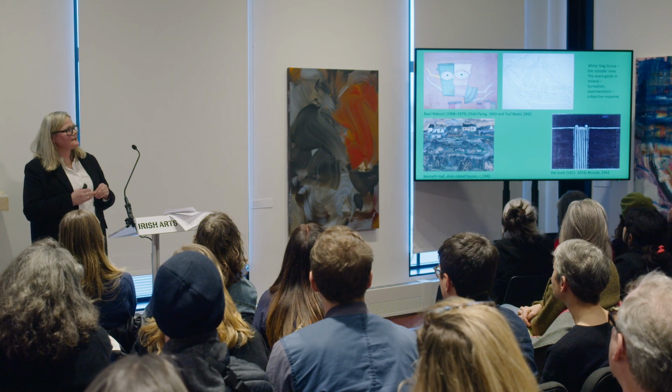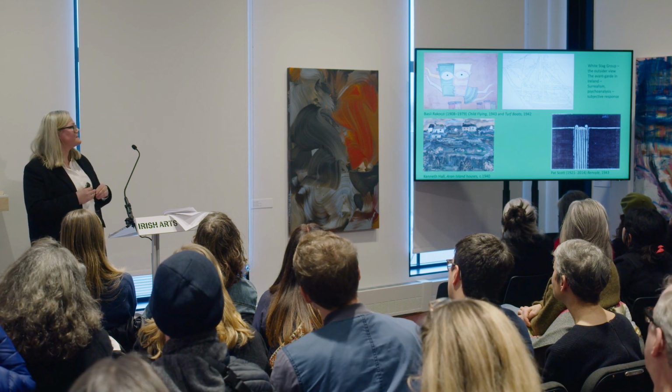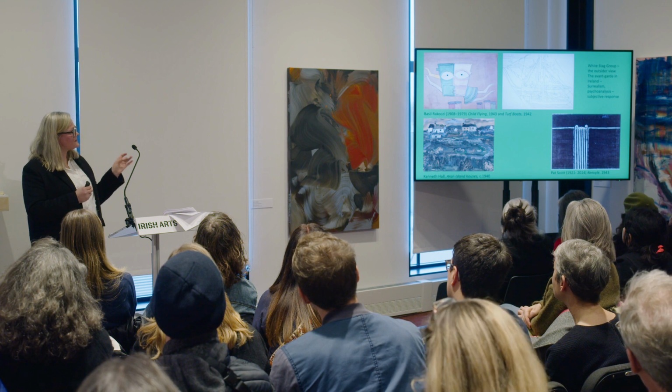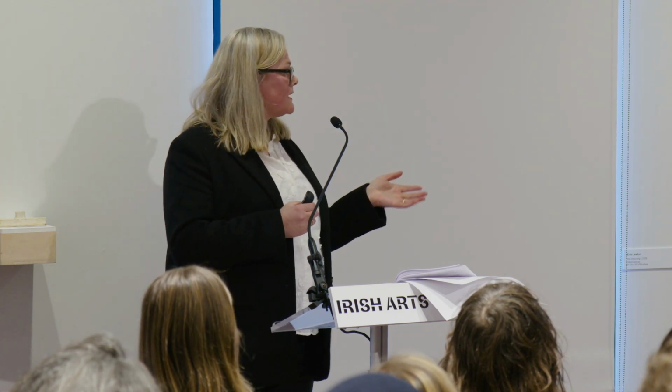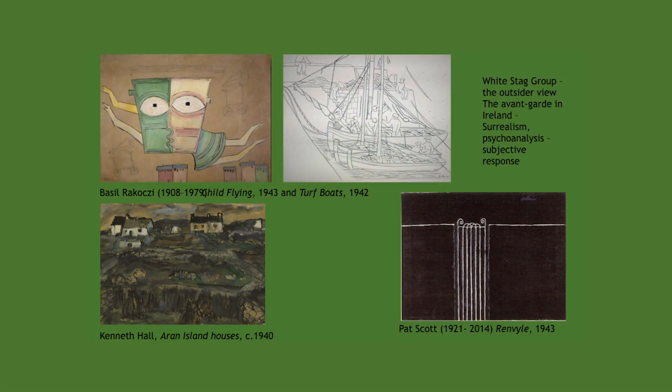later on, what happens then after World War II, or just in World War II, there's a number of key events where we start to see Irish artists engaging with more modernist styles and agendas. One of them would be the White Stag group. This was led by Basil Rakoczi and Kenneth Hall. They were English artists, they were pacifists. They left England during World War II and came to Ireland, and they brought with them a surreal quality to their work, a psychoanalytical quality to their work, picked up by artists like Pat Scott, which you can see there.